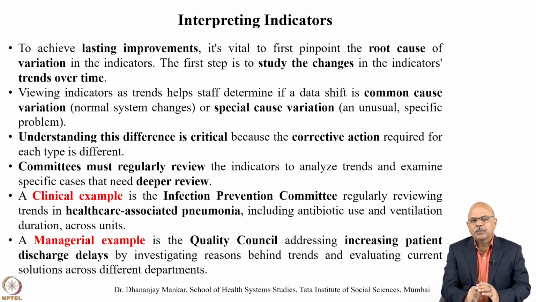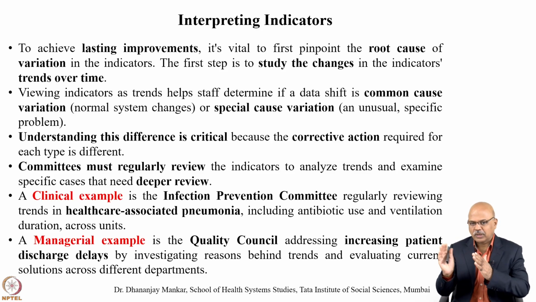To achieve lasting improvements, it's vital to first pinpoint the root cause of the variation in the indicators. What is the variation that the indicator has? The first step is to study the changes in the indicators. Sometimes there are indicators which change over time. So, viewing these indicators as a trend helps the hospital staff to determine if a data shift is common cause, which you may say is the normal system change, or special cause variation.